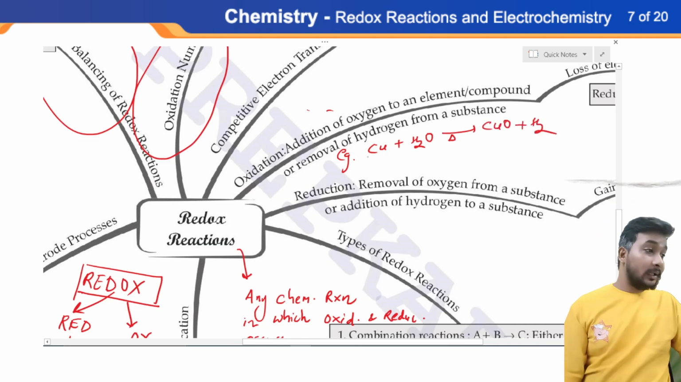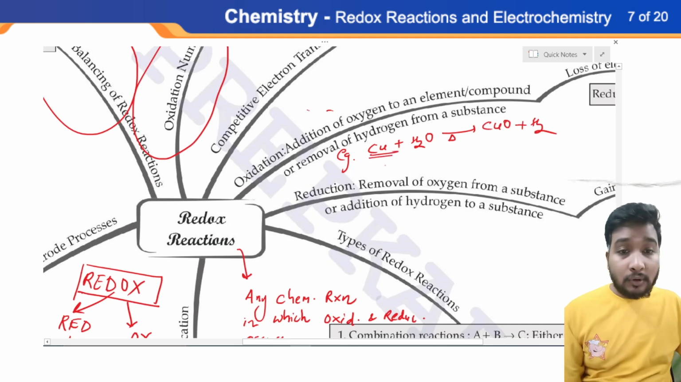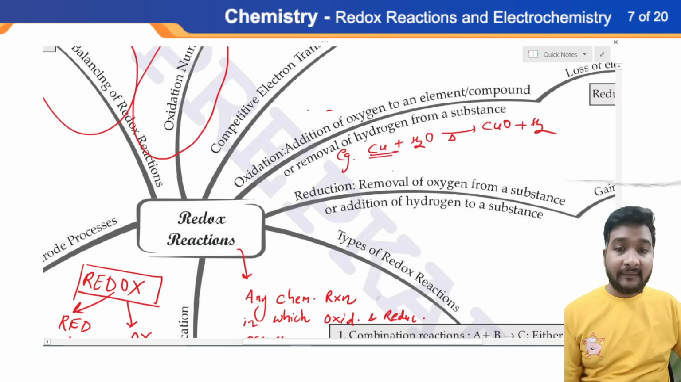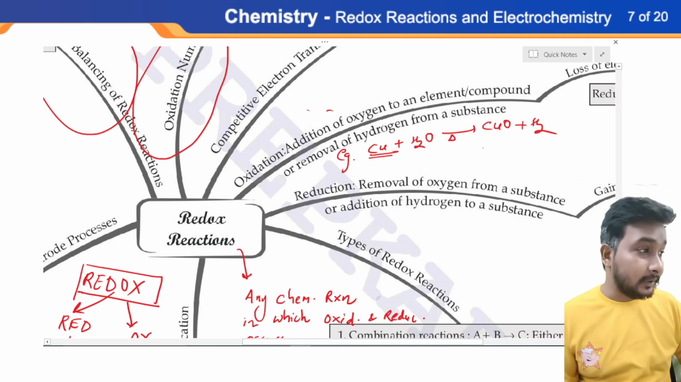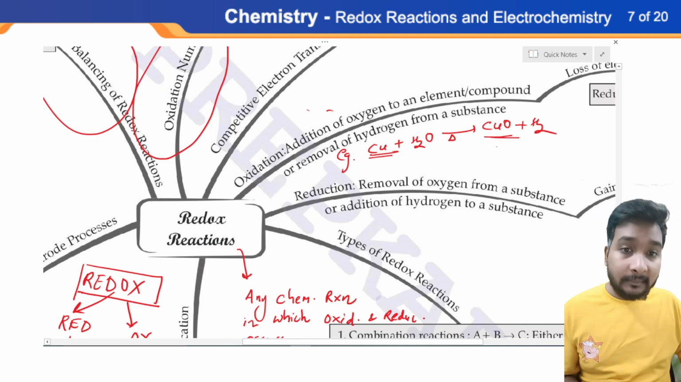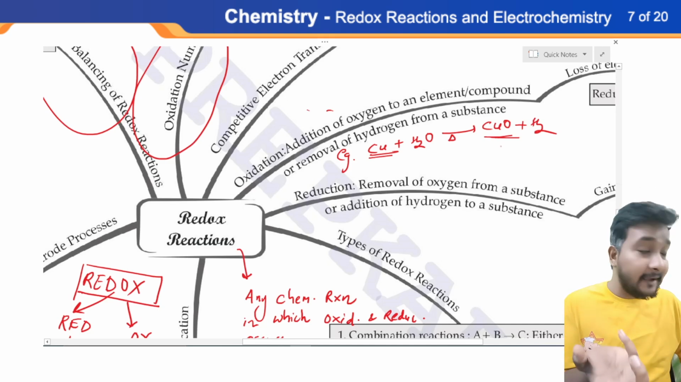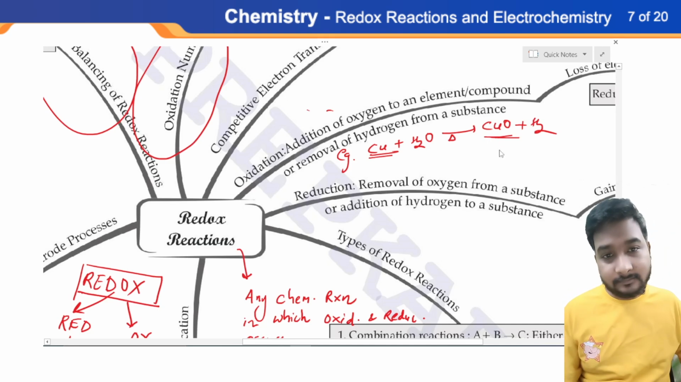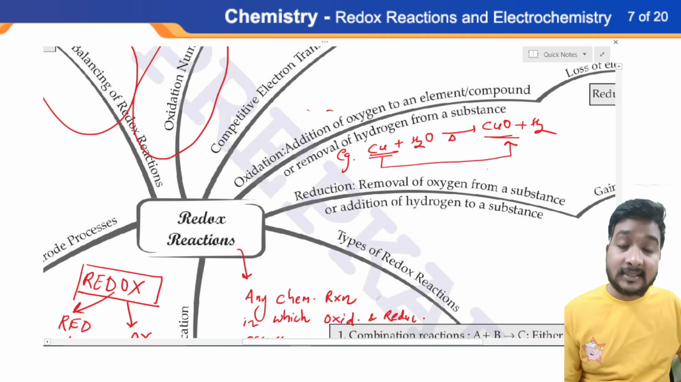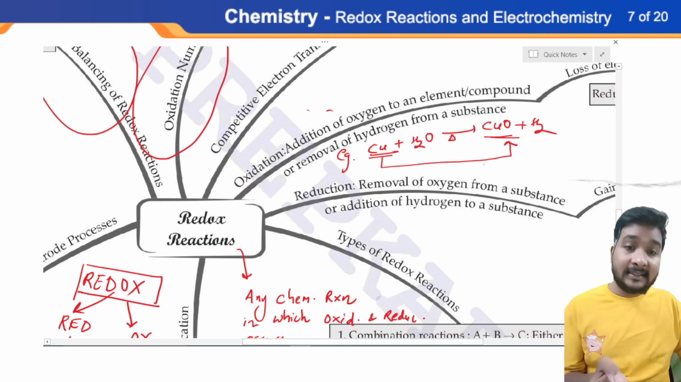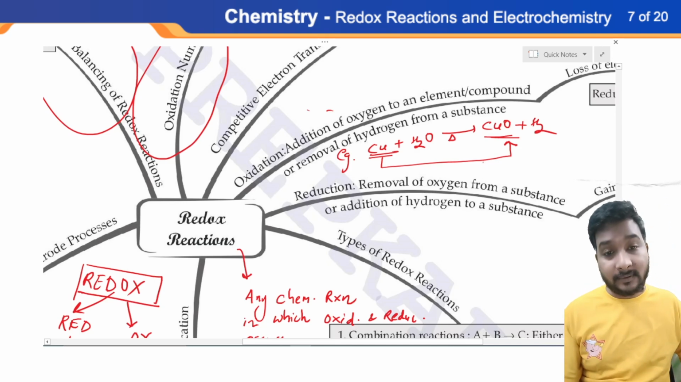So you can see here, previously copper is alone, it does not have any oxygen atom, but after the reaction with H2O, or water, it is converted into copper oxide. It means it has gained the oxygen atom. Previously copper doesn't have any oxygen, but after the reaction copper has one oxygen atom. This is called oxidation, because oxygen has been added to the copper.